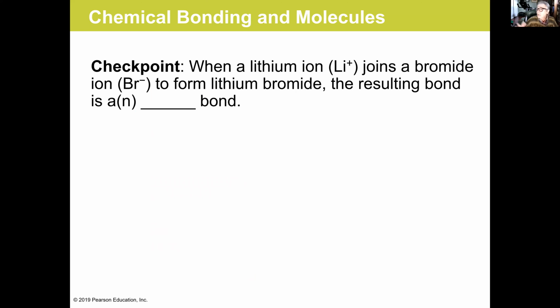Okay. When a lithium ion joins a bromide ion to form lithium bromide, the resulting bond is a what? Remember, lithium in column 1, bromine in column 7. Lithium gives up an electron to bromine because lithium bromide forms an ionic bond. Remember, columns 1 and 2 make ionic bonds with column 7.